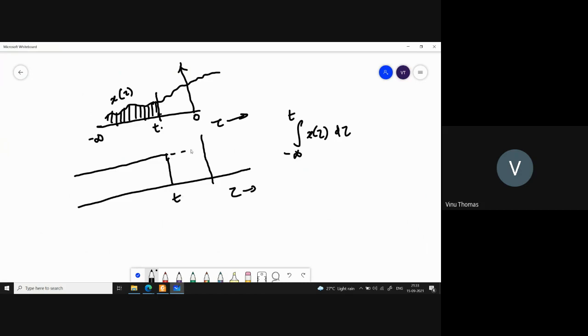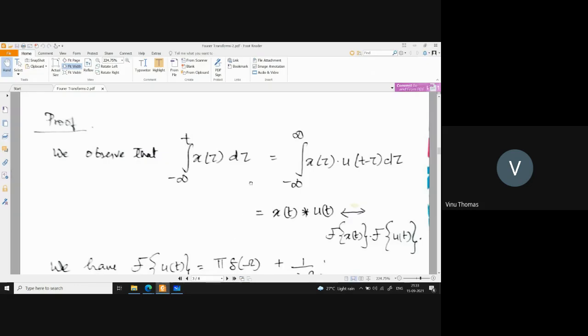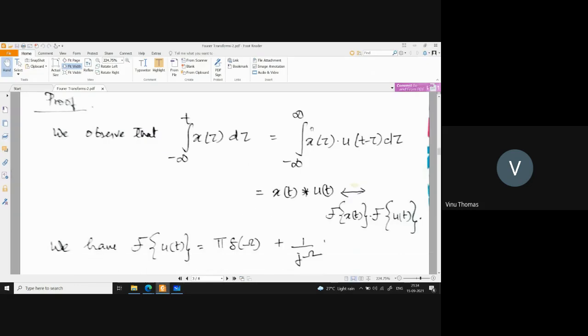So this is equal to 1 from minus infinity to t. t can be both positive and negative. So if I multiply x of tau by u of t minus tau, basically I am looking at the values of the function from minus infinity to t. Right? So therefore you can write this as the integral from minus infinity to plus infinity of x of tau u of t minus tau d tau. So this you can write as x of t convolved with u of t, from the definition of convolution.